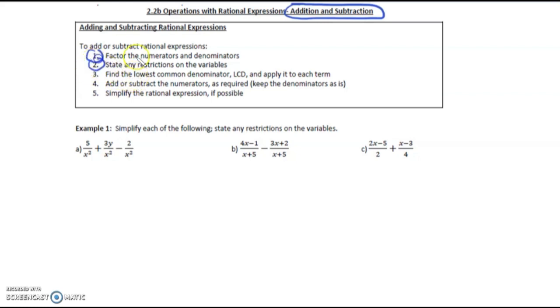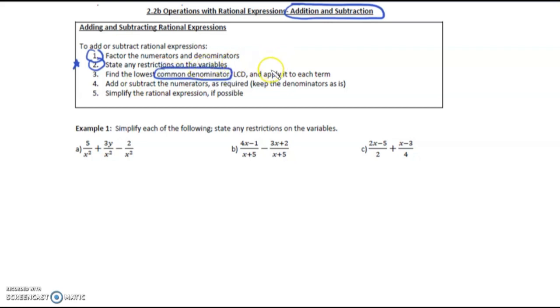Okay, we always want to state restrictions on the variables. And then I usually leave this till last, even though it should probably be done in the second step, before we cancel stuff out, and then you forget about it, but I always leave it to the end. We need to find the lowest common denominator, okay?